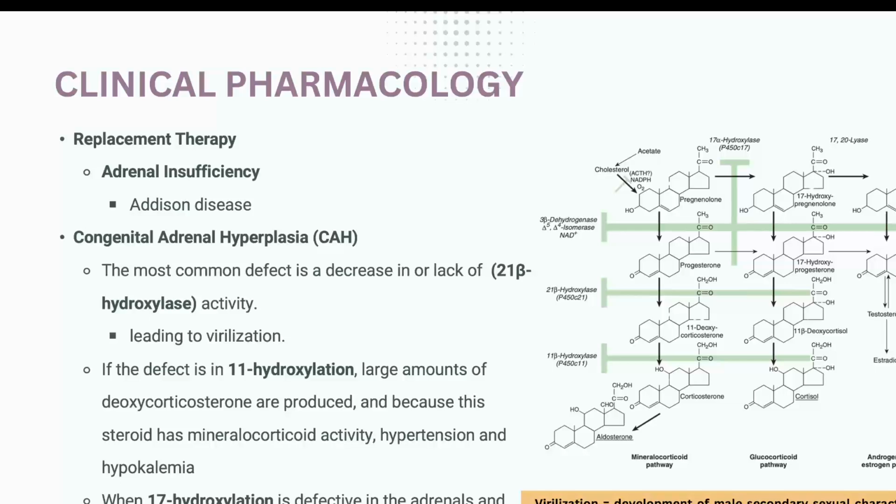Okay, so this enzyme catalyzes the conversion of progesterone to deoxycorticosterone, and the conversion of hydroxyprogesterone to deoxycortisol. If you inhibit this enzyme, you inhibit the conversion of progesterone, for example, to deoxycorticosterone, which leads to accumulation of progesterone, and accumulation of what?